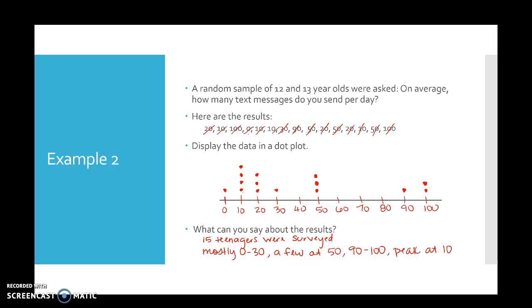So then count the number of dots at 0 and 10. What do these numbers mean? So at 0 and 10, there's 1 at 0. And there's 1, 2, 3, 4 at 10. So this means that 5 sent less than 20 a day. So 5 people sent less than 20 texts a day.